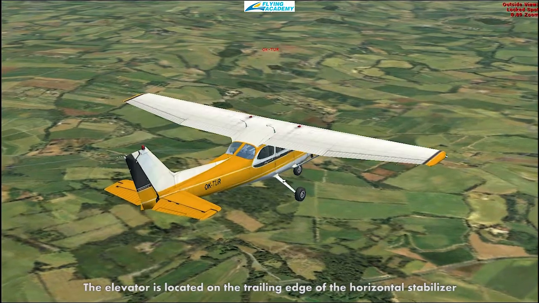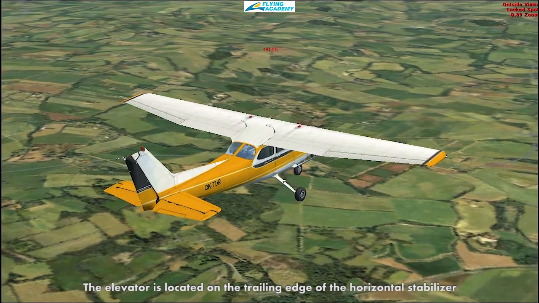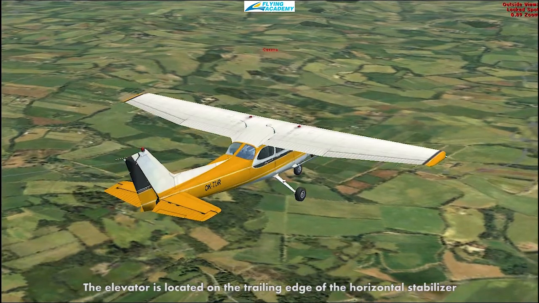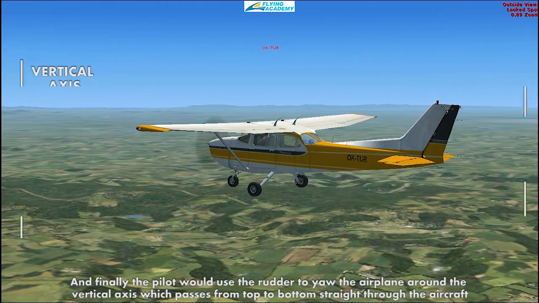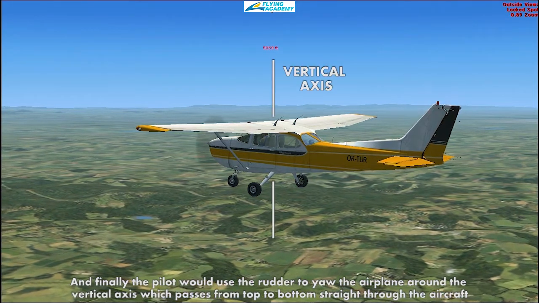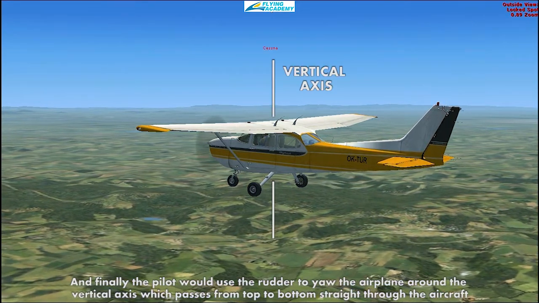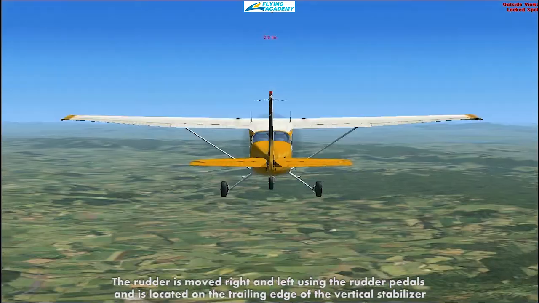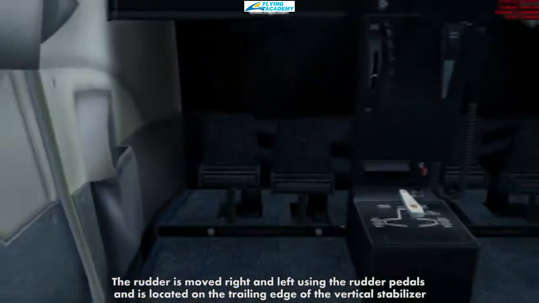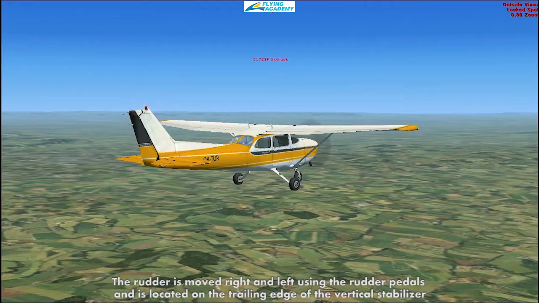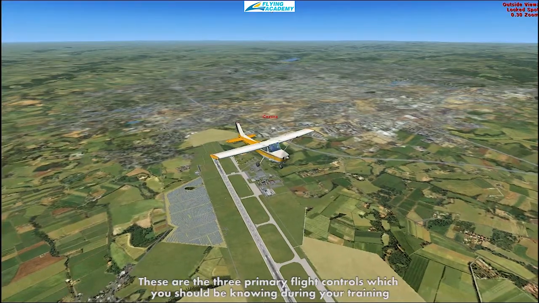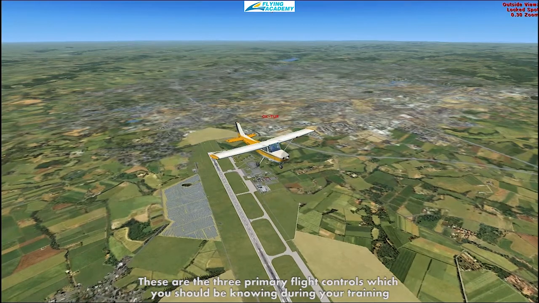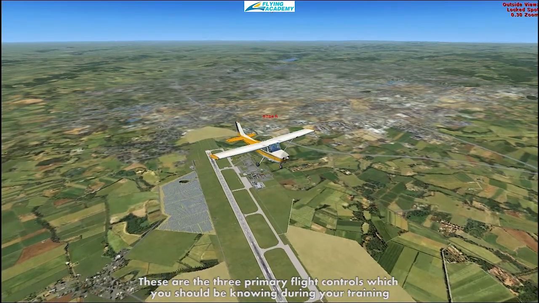The elevator is located on the trailing edge of the horizontal stabilizer. And finally, the pilot would use the rudder to yaw the airplane around the vertical axis, which passes from top to bottom straight through the aircraft. The rudder is moved right and left using the rudder pedals and is located on the trailing edge of the vertical stabilizer. These are the 3 primary flight controls which you should be knowing during your training.